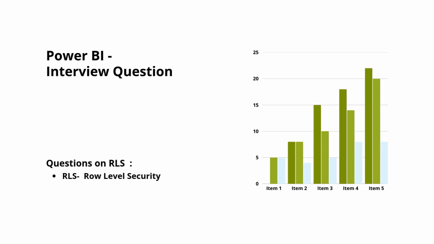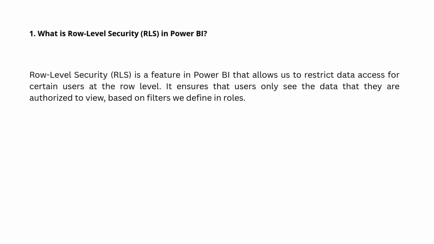Today, the interview question topic is on RLS, row level security. What is row level security? It is a feature in Power BI that allows us to restrict the data access for certain users at row level. It ensures that the user can see the data that they are authorized to view based on the filters we defined in roles.